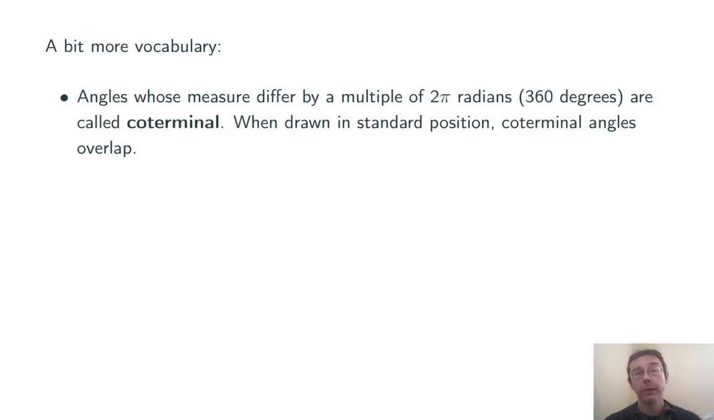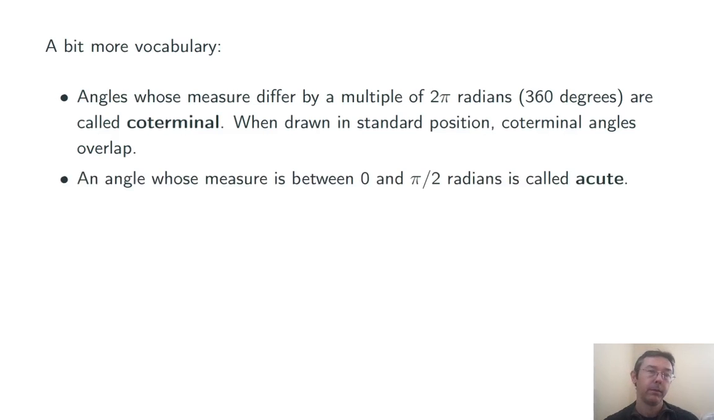There's a lot of vocabulary that goes with the study of angles. Let's just run through some of it just so you have it for reference. Angles whose measures differ by multiples of 2 pi radians, or multiples of 360 degrees, are called coterminal. When drawn in standard position, coterminal angles have terminal sides that overlap because they differ by full rotations.